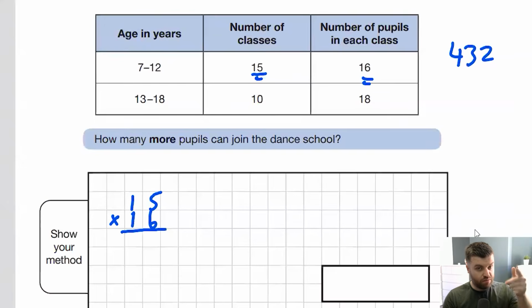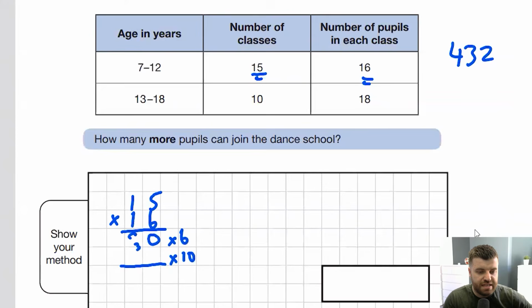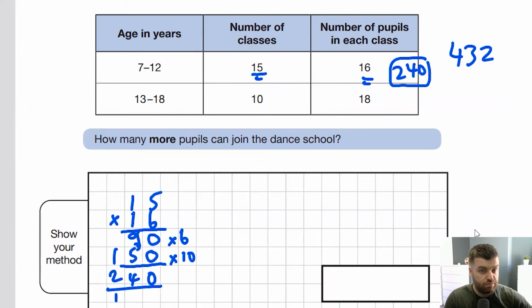Now, we could do long multiplication here. There's nothing wrong with that. Times by 10, we're going to get the right answer. I might show you a shortcut after. So 6 lots of 5 is 30. 6 lots of 1 is 6, plus 3 is 9. Then we're going to put our placeholder in here, 5 and 1. That means that there are 240 children in 7 to 12.